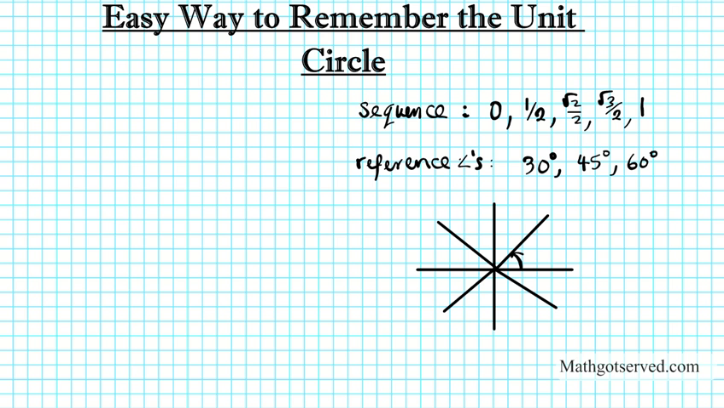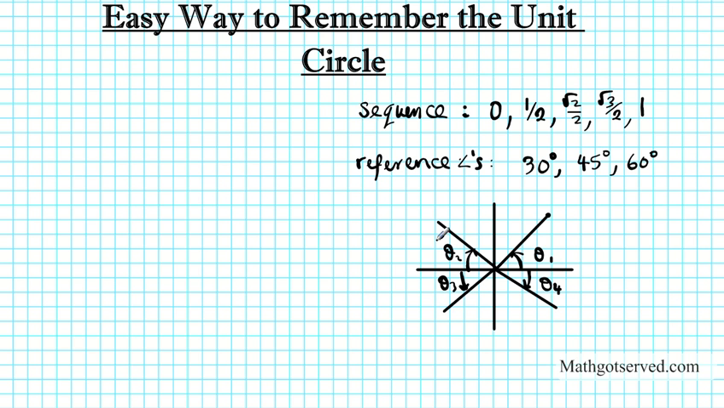For quadrant 2, this is your reference angle right here. Let's call this theta 1. In quadrant 3, this is the terminal side, so this is your reference angle. In quadrant 4, this is your terminal side right here, so this is your reference angle. These are the reference angles in all four quadrants.